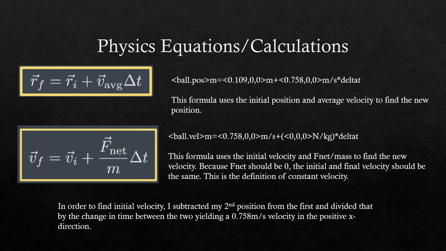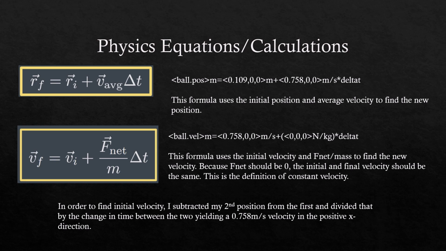To start, we needed to find the initial velocity, which is where I subtracted the second position from the first position and divided that by the change in time, yielding a 0.758 meters per second velocity in the positive x direction. Using this velocity, I constructed the velocity update formula, which is v final equals v initial plus F net over mass times delta t.